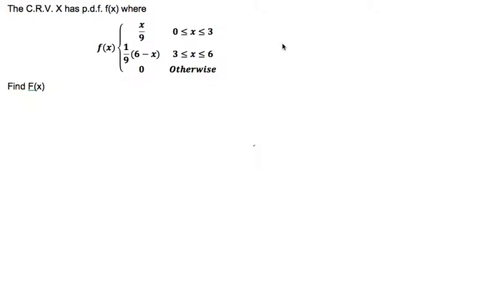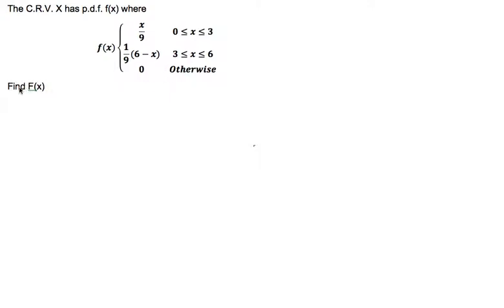Okay, so we are given the continuous random variable x, which has probability density function f of x, defined as x over 9 for x between 0 and 3, and 1 over 9 times (6 minus x) for x between 3 and 6. It is then 0 otherwise.